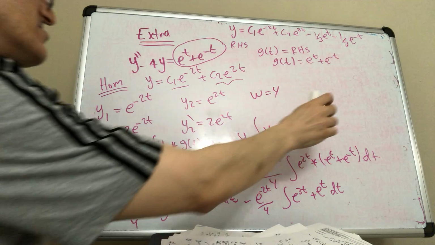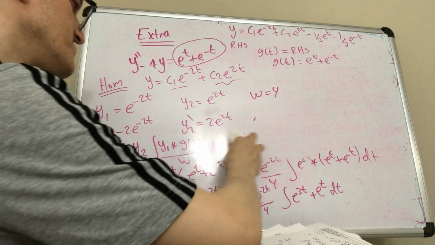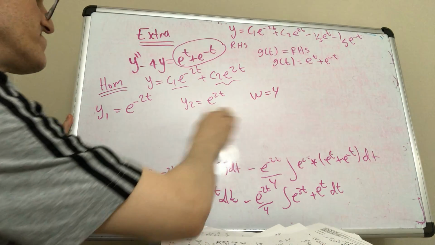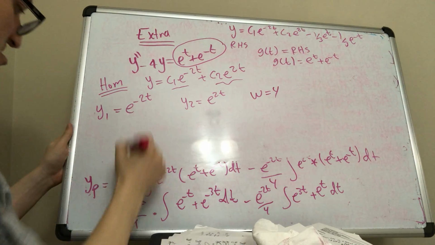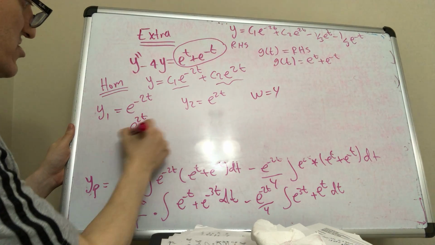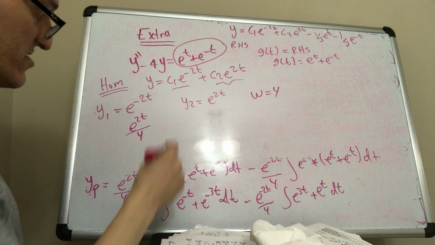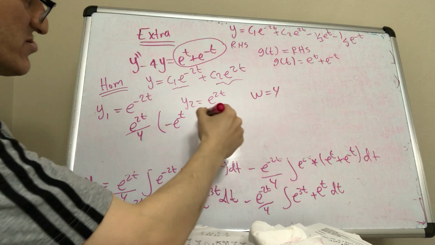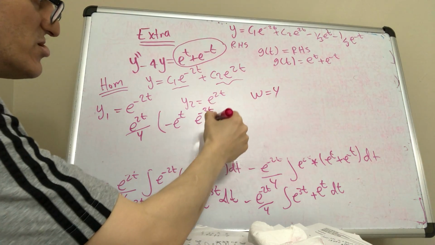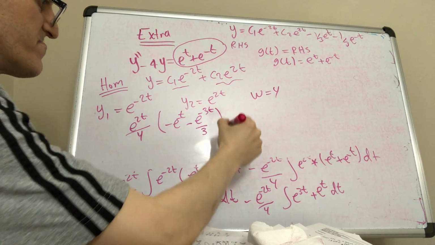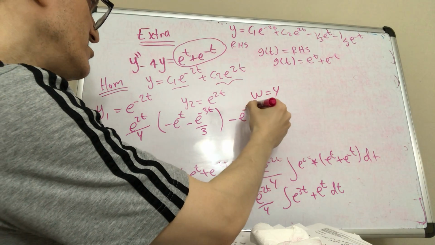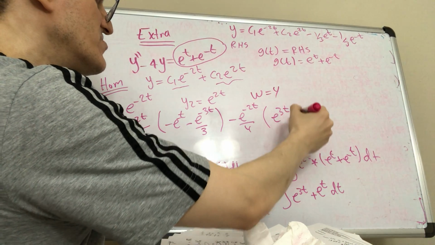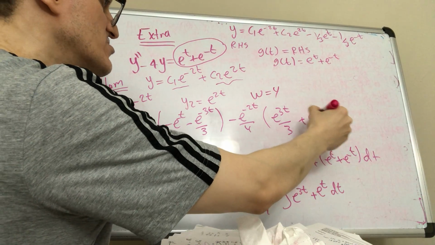So I'm going to erase part of the integral here, and part of this as well. So we continue, it's e to the 2t over 4. Integrate this one would be minus e to the minus t. Integrate this one would be e to the minus 3t over minus 3. e to the minus 2t over 4. Integrate this one, e to the 3t over 3. Integrate this one, e^t.